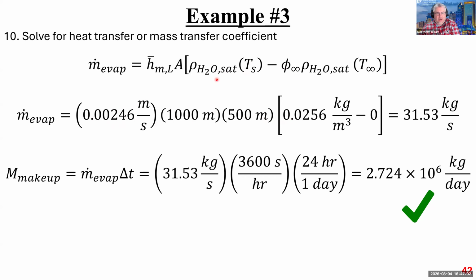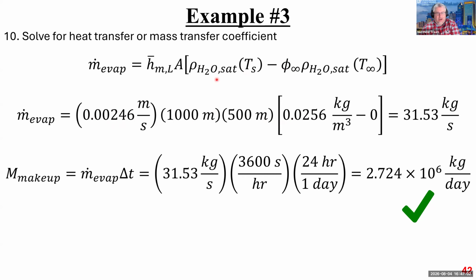That seems like an awful lot, right? But remember, this pool of water is 1,000 meters long. It's a kilometer long and it's half a kilometer wide. This is a big lake, right? So not so surprising that this number is as large as it is. To figure out how much water we have to add, we just have to convert this from kilograms per second into kilograms per day, right? Because that, remember, is what we were asked to solve for: kilograms per day that should be added to the pond daily.